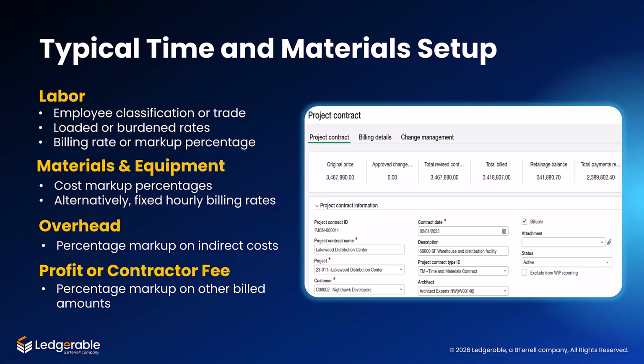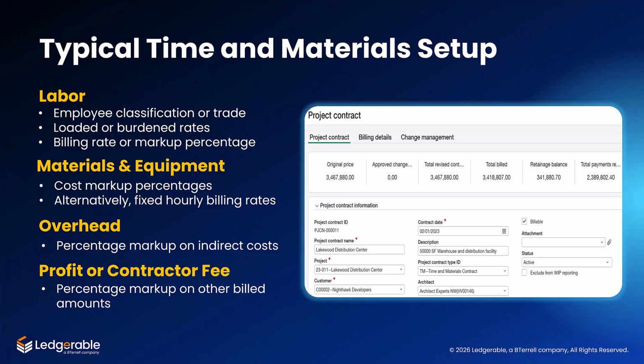Sage Intacct Construction provides the structures and automation tools to easily manage time and materials contracts. If fixed fee depends on contract progress, T&M depends on cost capture discipline. So before you can bill accurately, you need the contract, billing rates, and billable transactions all working together. This starts with setting up a project and a linked project contract.